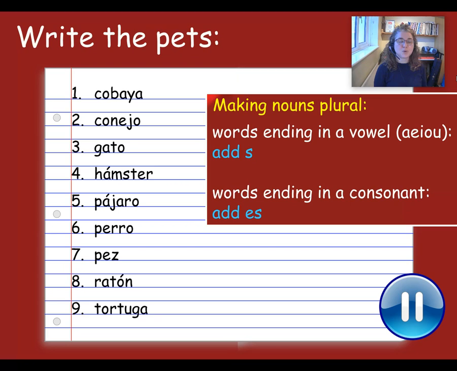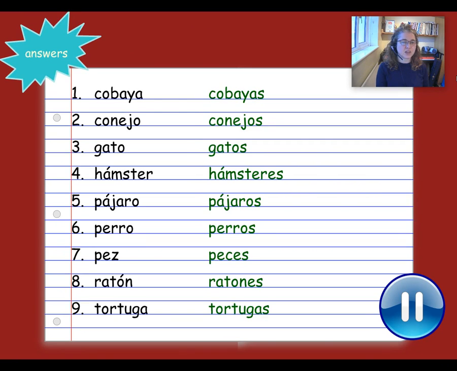So have you put S or ES on the end of all those pet words? Let's have a look and see if you are right. Here are the answers. So we have cobayas, conejos, gatos. Those all just add an S because they end in a vowel. Then hamsteres ends in a consonant, so needs ES. Pájaros, perros. Then number 7, peces. That one ends in a Z, which is a consonant.